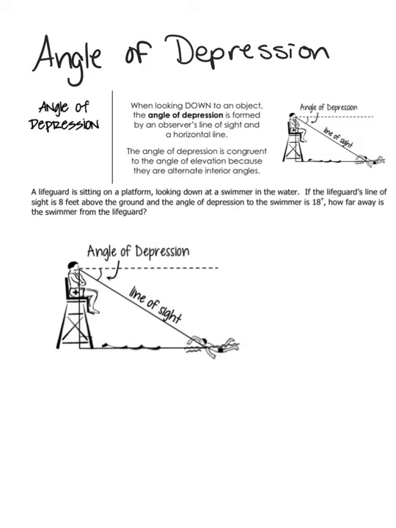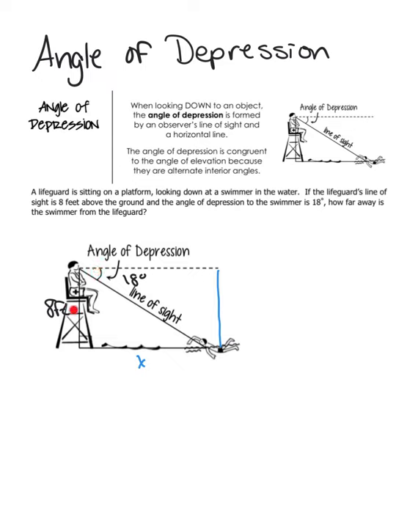All right. So this says that the lifeguard station is 8 feet above the ground. So this is going to be my 8 feet here. It says the angle of depression is 18 degrees. And I want to know how far the swimmer is from the lifeguard stand. So I'm looking for this. Now, there's a couple things I want you to notice. Notice that if I drop another line right here, I have a very pretty rectangle going on.